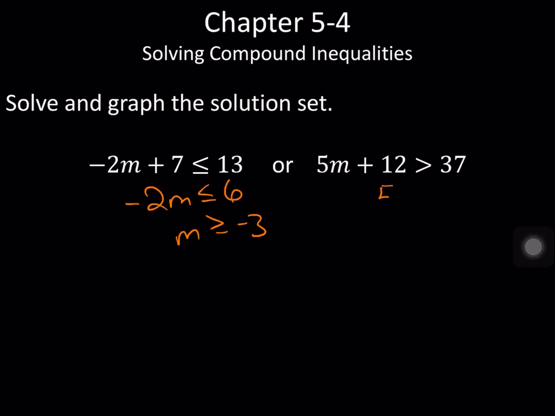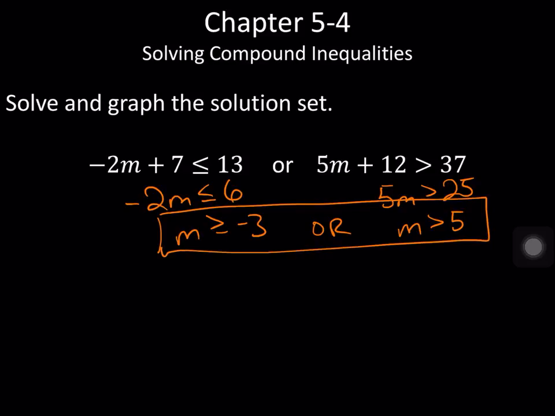And then we're subtracting 12. And then we're dividing by +5, so nothing flips. Okay, now both of these ended up being greater thans. That's fine. We got an or in between them, and so for all practical purposes, that's our solution.